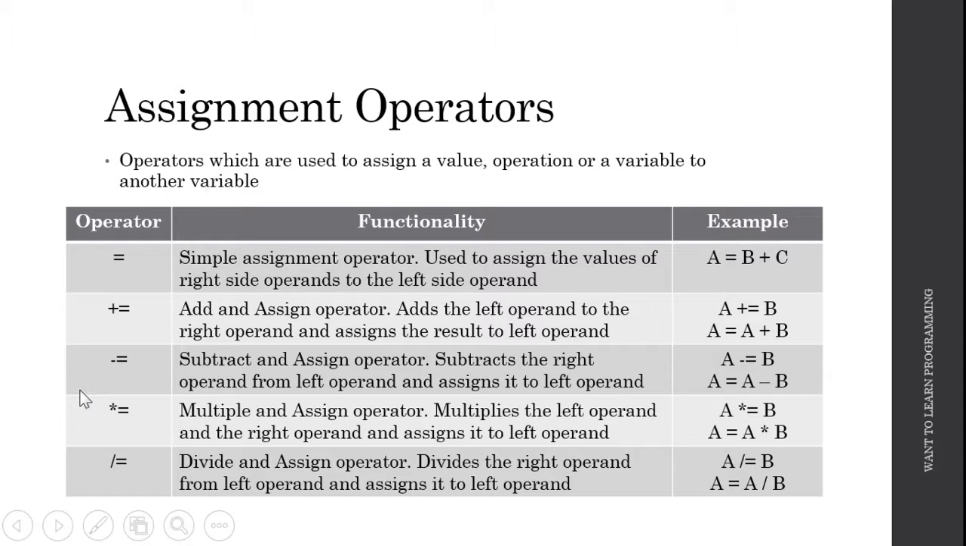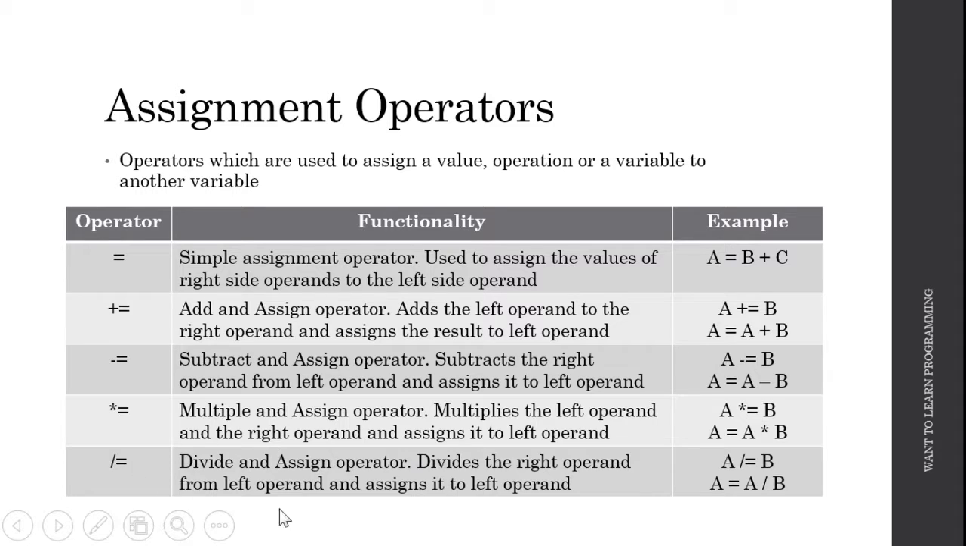Similarly, this is the subtract and assign operator. It performs the same operation as add, but it is a subtract operator. This is star equal to, that is multiply and assign operator. It multiplies the left operand and right operand and assigns it to the left operand. That is a star equal to b will be a equal to a star b.